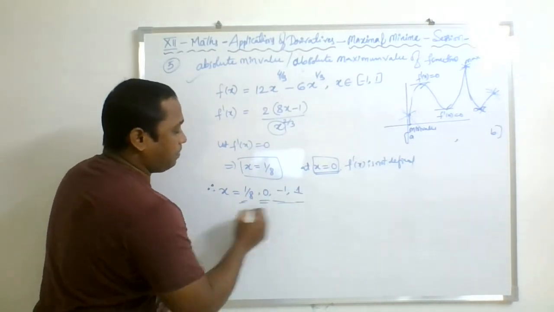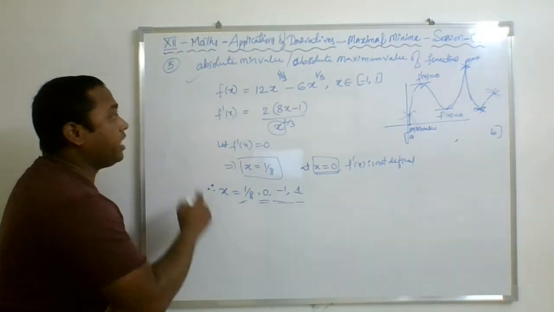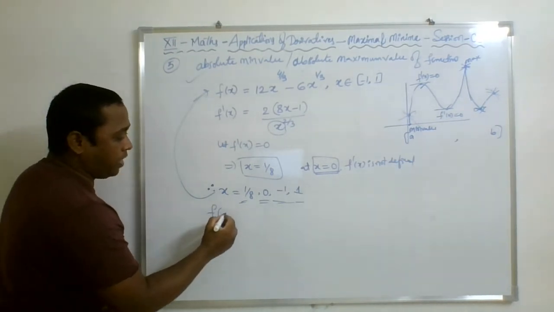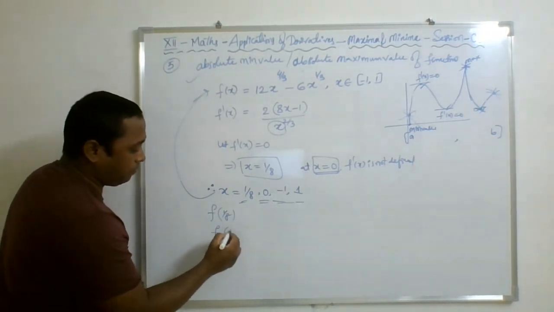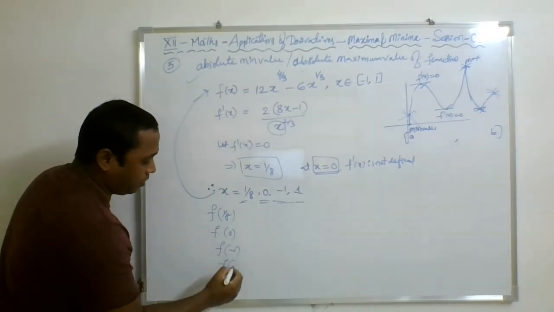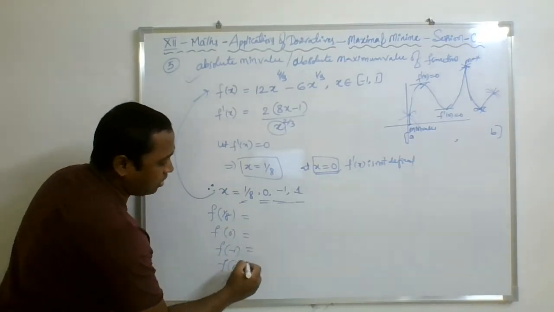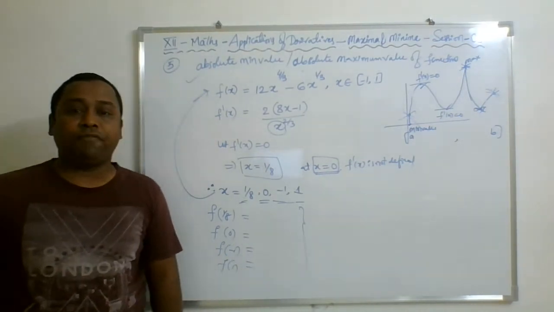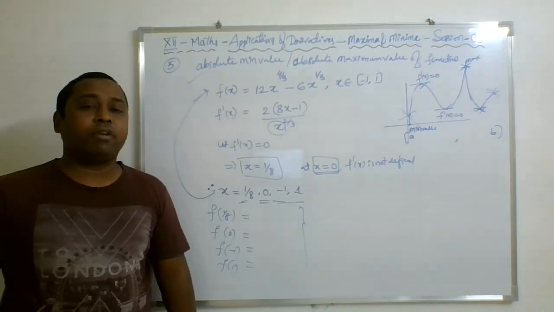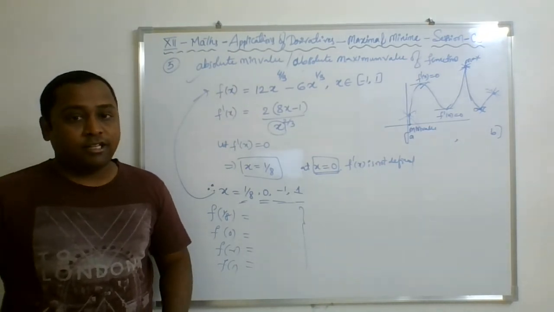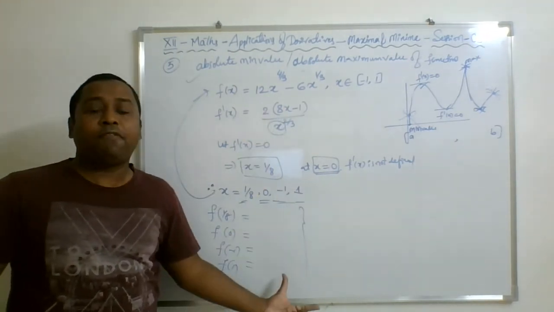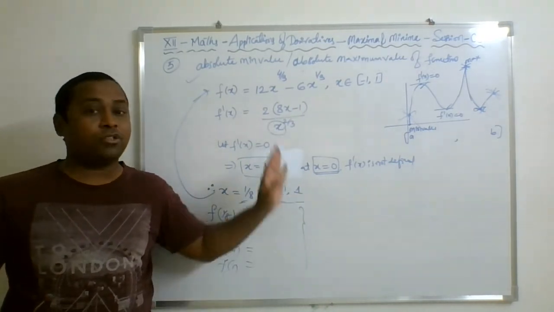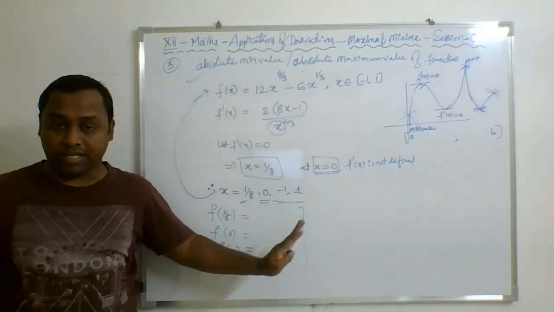Now, step by step, substitute these values in the function directly. It means you need to find f of 1 by 8, f of 0, f of minus 1, f of 1. Then check what is the minimum value and what is the maximum value of the function. Then you can give the answer directly. So it is neither called the first derivative test nor the second derivative test.